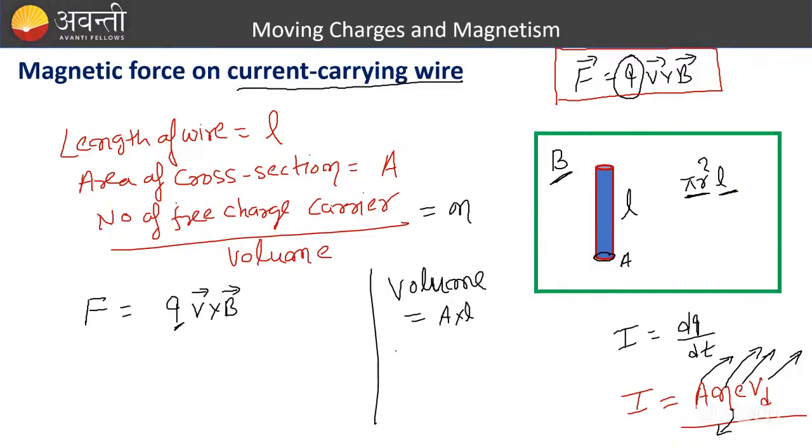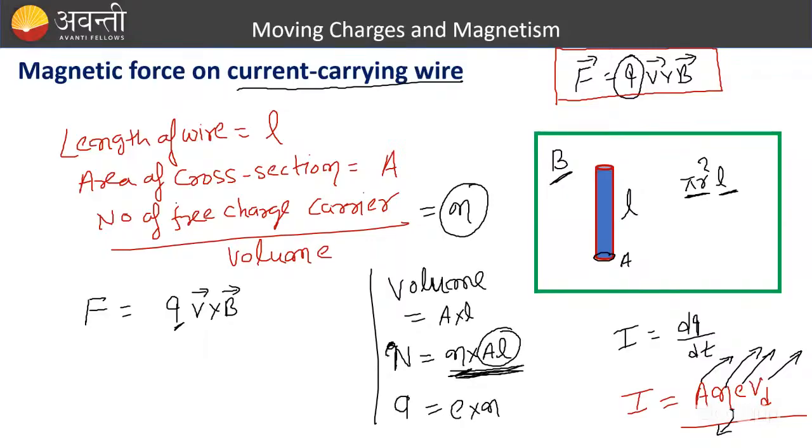Now what will be the number of charges? Let's say total number of charges is n. So this will be equal to small n into total volume, because small n is number of free charge carrier for unit volume. So in unit volume there are this many charges. In AL volume there will be n into AL charges. So what is the value of charge on one free charge carrier? E amount of charge is there, equal to charge on electron. So on this many number of charge carriers, there will be how many charges?